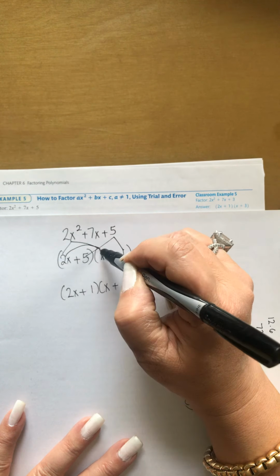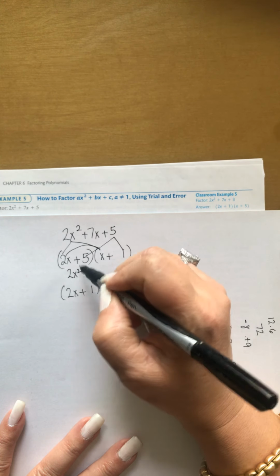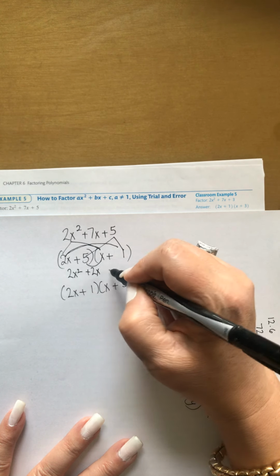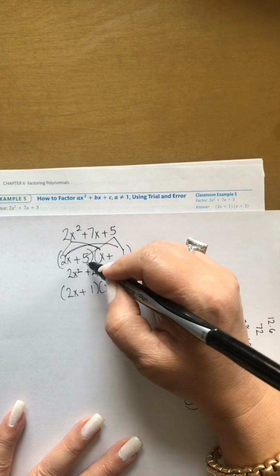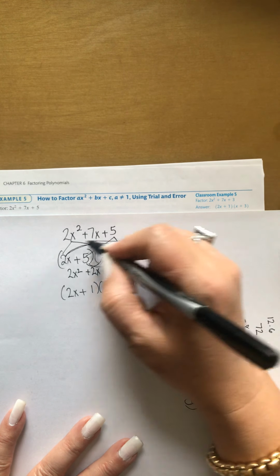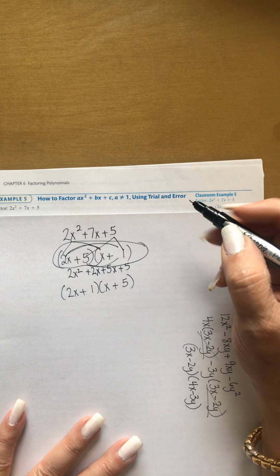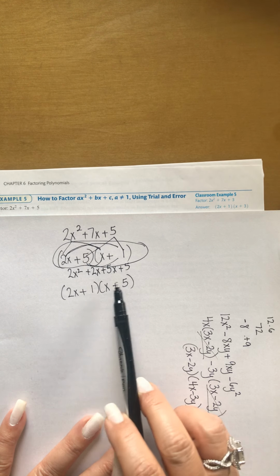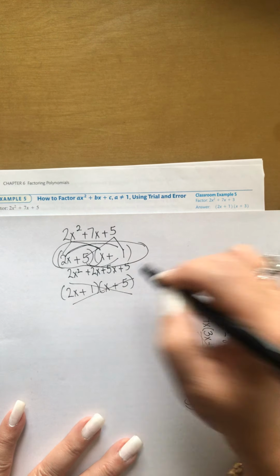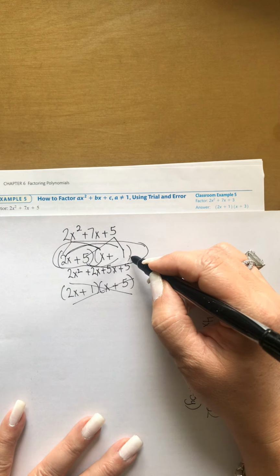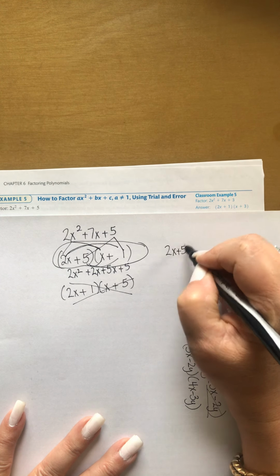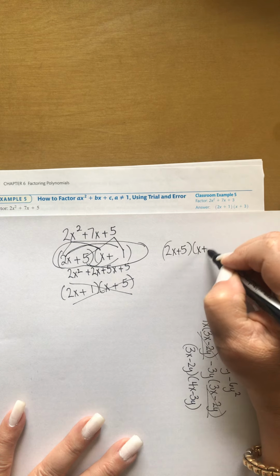So 2x times x is 2x squared. 2x times 1 is 2x. 5 times x is 5x, and 5 times 1 is 5. These two do add to be 7x, so this is the correct answer. If I did this one, this would end up being 10x plus 1x is 11x. This does not work. So I did this combination by guessing and checking. The answer is 2x plus 5 times x plus 1.